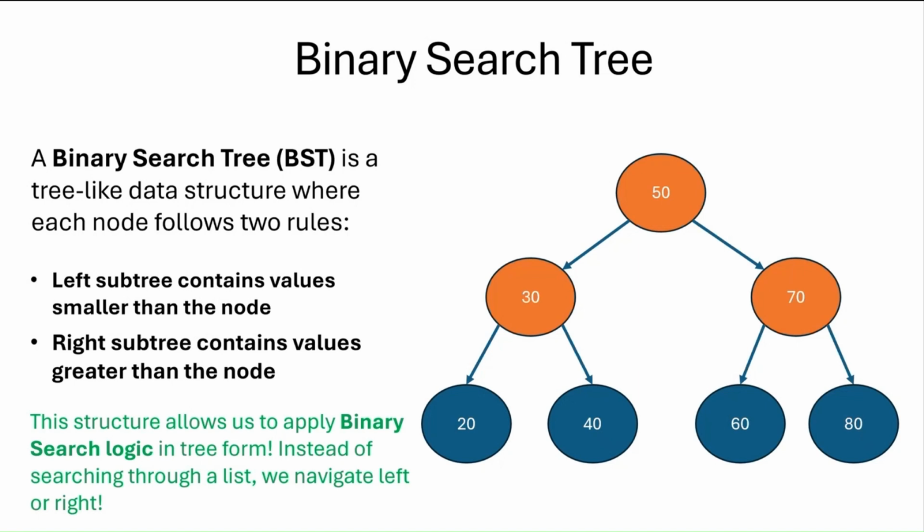So this structure allows us to apply binary search logic in a tree form. Instead of searching through a list, we navigate left or right. For example, if we want to search for 40 in a normal binary tree, we will search the whole tree. But in a binary search tree, we can divide the search space in half at each step, like we understood in the binary search concept. We'll understand in more detail in the next slide.